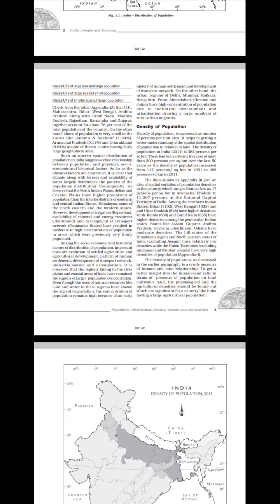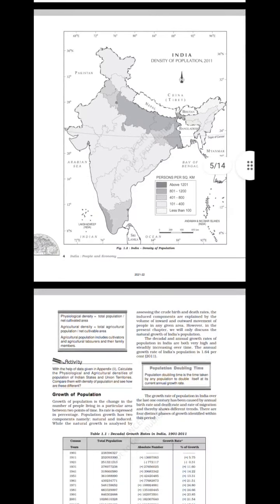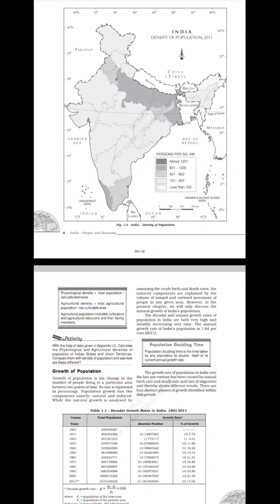The density of population, as discussed in the earlier paragraph, is a crude measure of human and land relationship. To get a better insight into the human-land ratio in terms of pressure of population on total cultivable land, physiological and agricultural densities should be found out, which are significant for a country like India having a large agricultural population. Take a look at figure 1.2, India density of population.